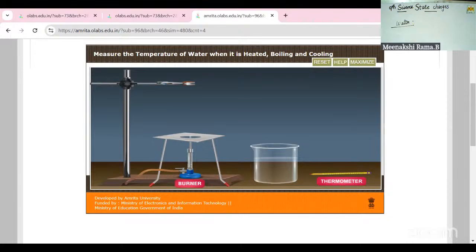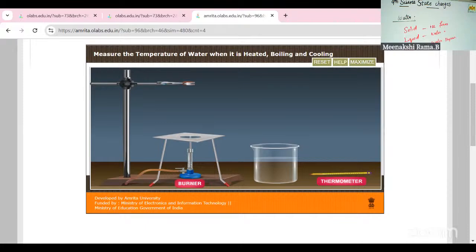What are they? The solid state is in ice form, the liquid state is in water form, and the gas state is water vapor. These three states are possible in water. So water can exist in three states: solid in ice form, liquid in water form, and gas as water vapor. How is the state change possible? That is a very interesting process.